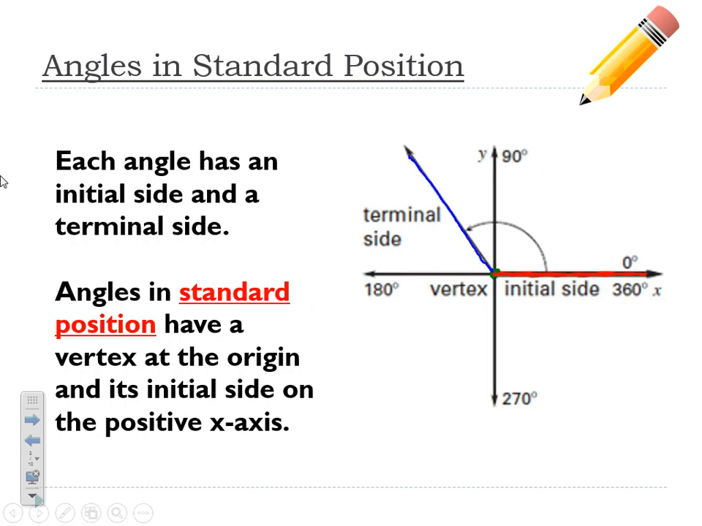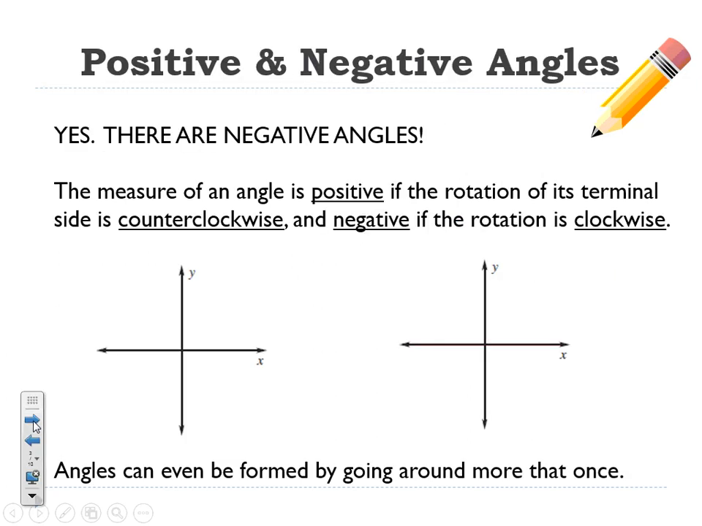All right, moving on. Now, we also have positive and negative angles. Yes, there are negative angles. The measure of an angle is positive if the rotation of its terminal side is counterclockwise. So if it's positive, it's going to look like this. We start here on our initial side, and then we move counterclockwise to get to our terminal side.